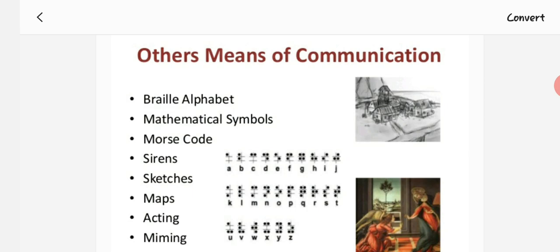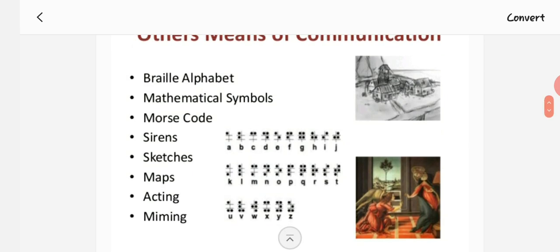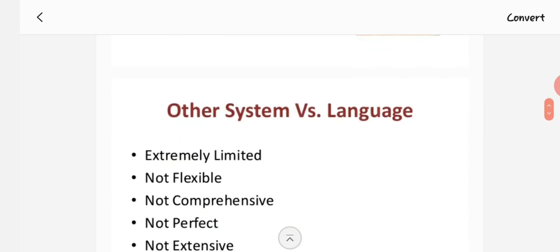Mathematical symbols are also a code, and can be used for the language. Morse code, sirens, sketches, maps, acting, miming or mimicry, etc. Some of these things are also the means of communication.